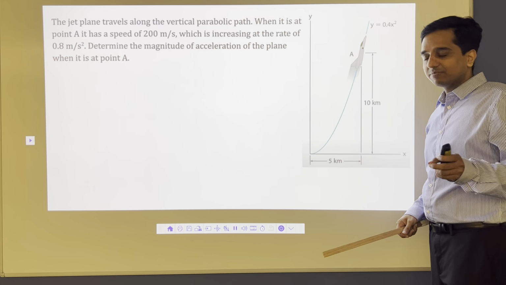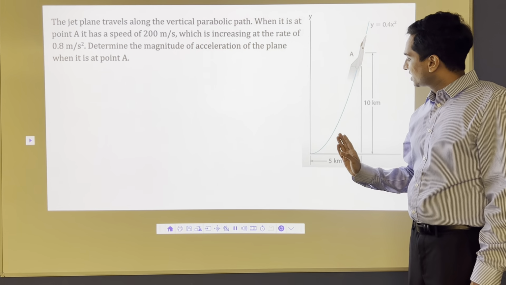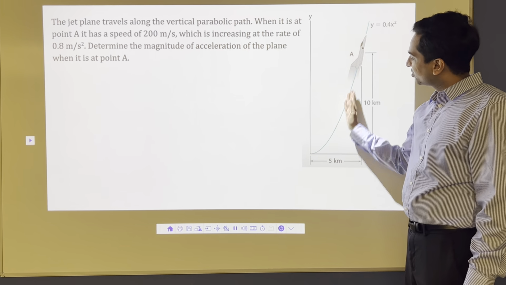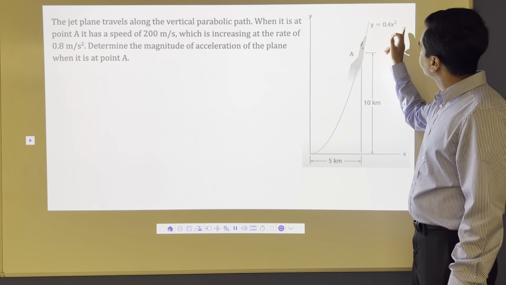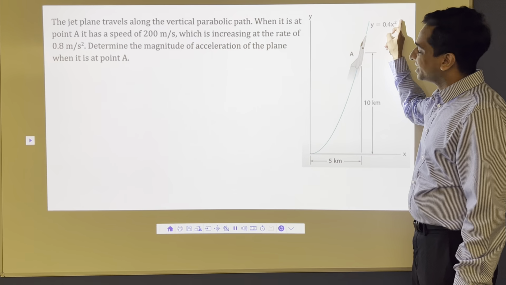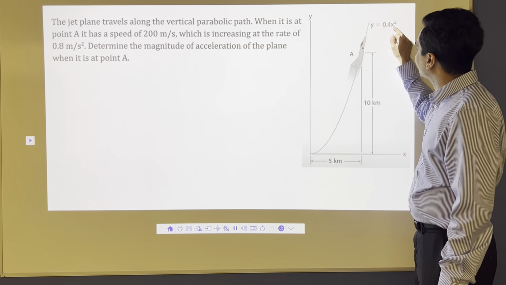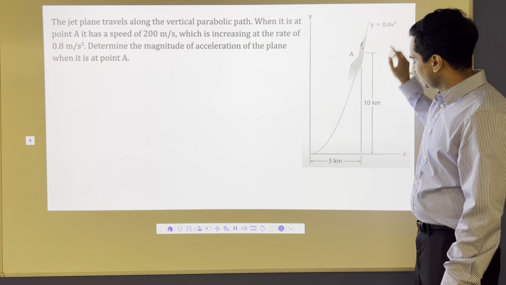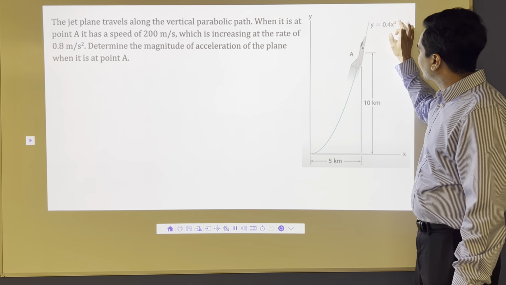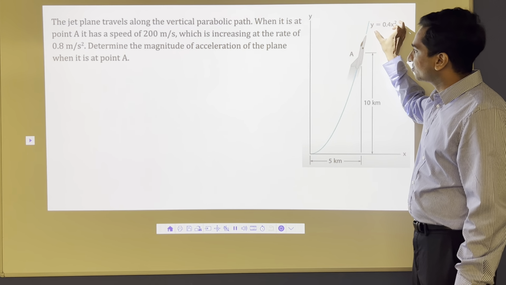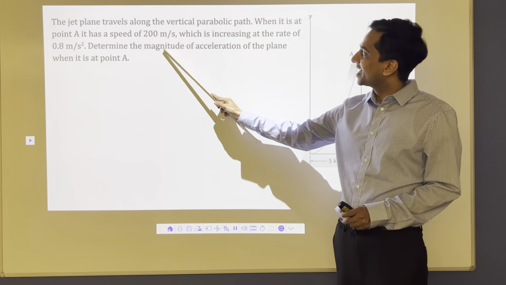Another and last similar problem we have here is a jet plane. Now what we have is the jet plane climbing up on this path. When it's climbing up on this path, its equation is in kilometers. y is equal to 0.4x square. And keep in mind, this is in kilometers. So y is equal to 0.4x square. This is the equation we are going to use to find out the magnitude of acceleration.